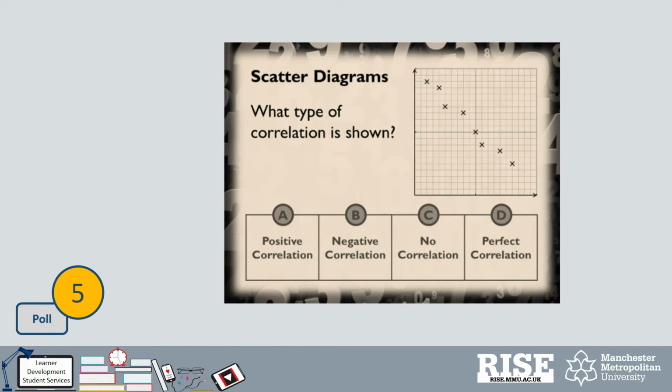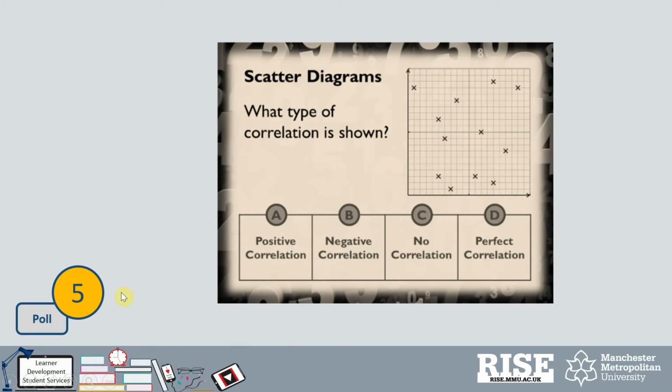You'll have 5 seconds to answer these questions. What type of correlation is shown here? The general trend of these points is moving downwards across the graph. So this is an example of negative correlation.